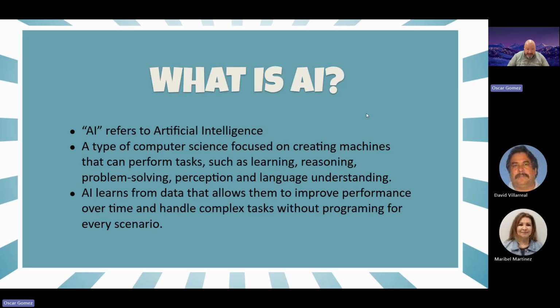So with that being said, we can ask, what is AI? As I mentioned, it's artificial intelligence. It's a type of computer science focused on creating machines that can perform tasks such as learning, reasoning, problem solving, perception, and language understanding. AI learns from data that allows it to improve performance over time and handle complex tasks without programming every scenario. So let me explain that a little bit.